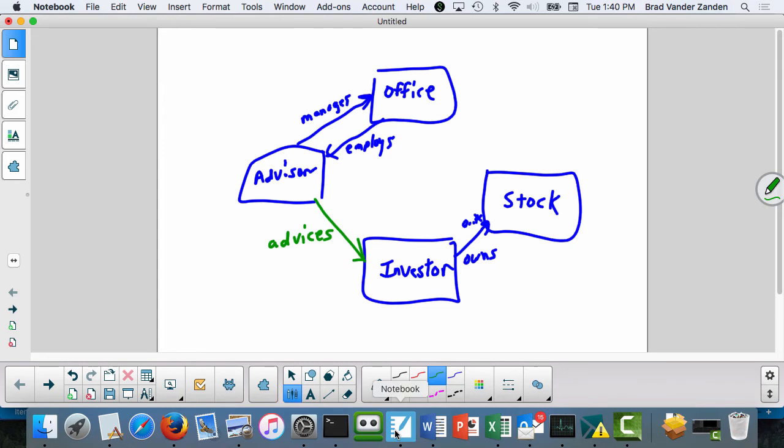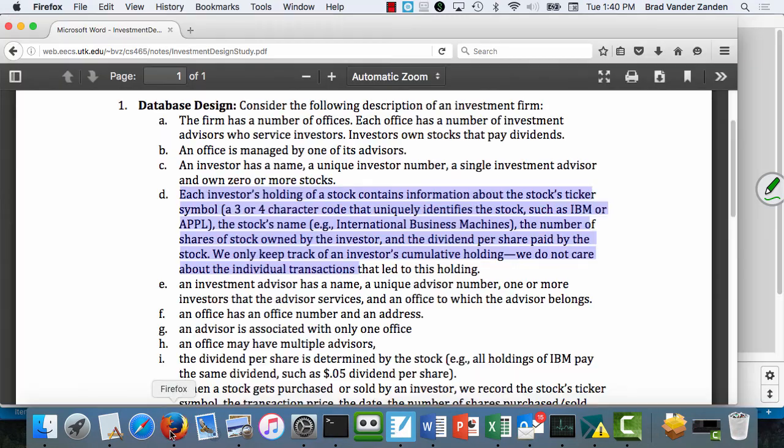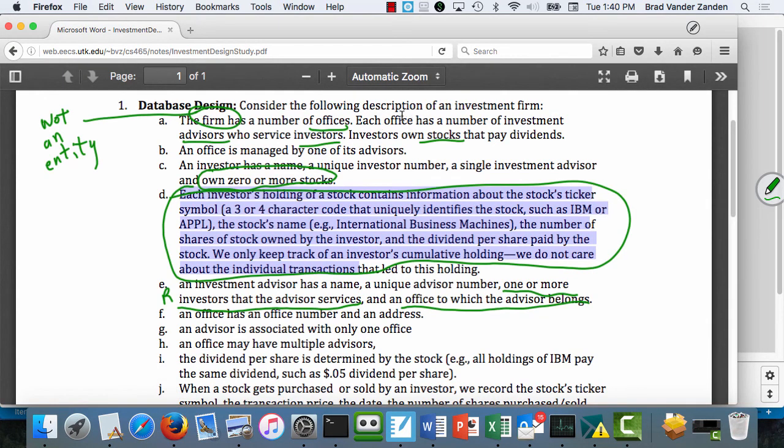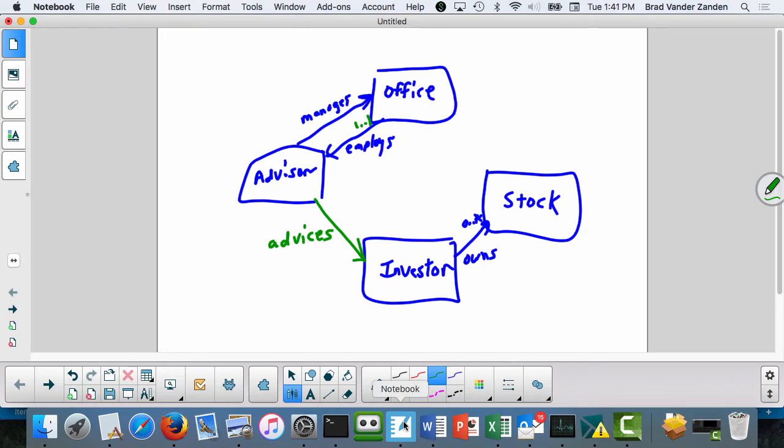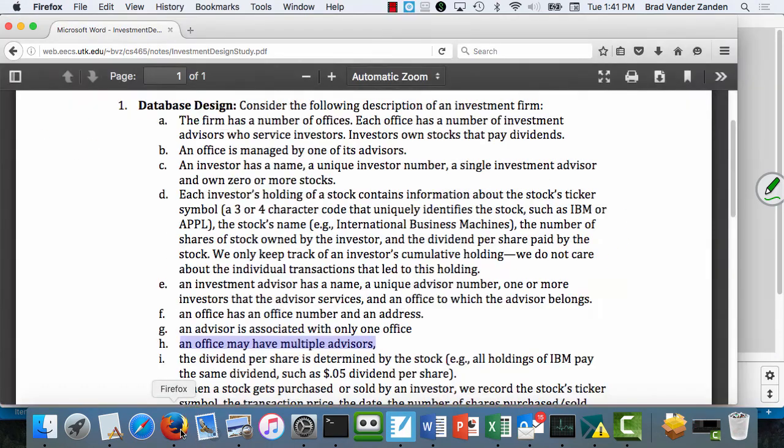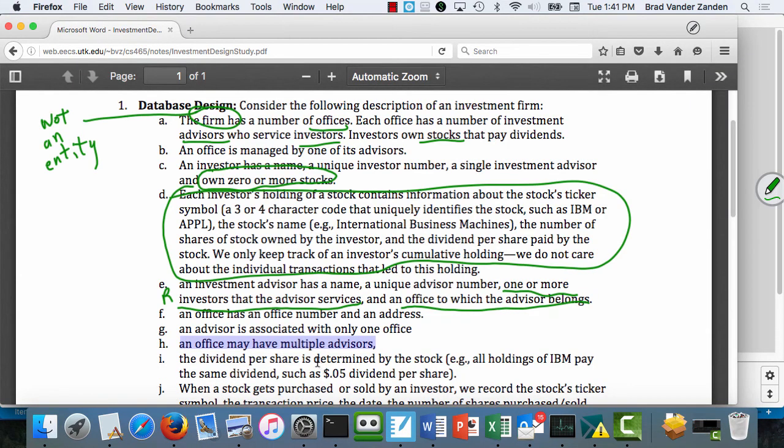So we know that an advisor is employed by one and exactly one office. And earlier, we'd actually said that an office has a number of investment advisors. In fact, here too it says an office may have multiple advisors. So presumably, this is probably going to be one to many. Okay, the dividend is an attribute.